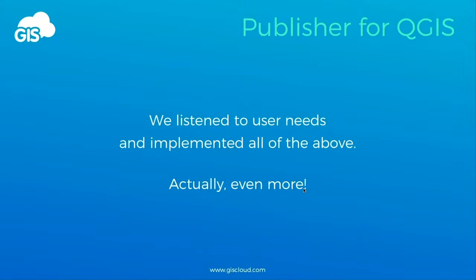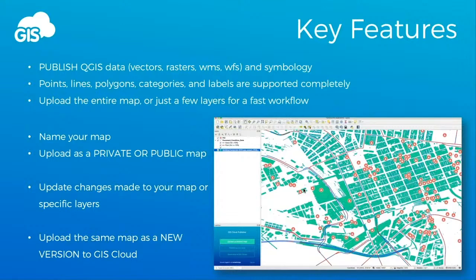So we listened to their needs and we tried to implement everything they wanted, and we achieved even more. So now we have a plugin that enables QGIS users to publish their vectors, rasters, WMS, WFS, and symbology. You can upload the entire map or just a few layers. You can also update only a few layers or the entire map. It all depends on your workflow.